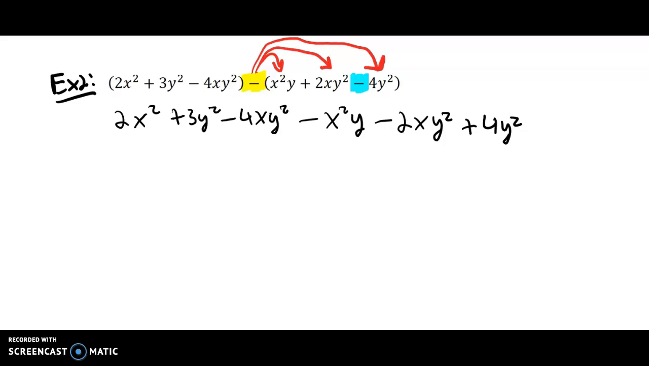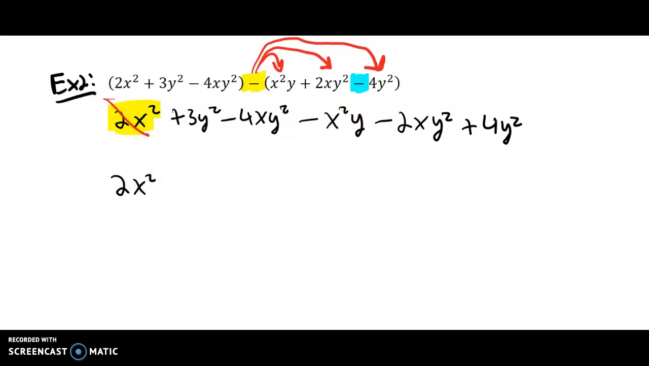Okay, 2x squared. Do I see another x squared by itself? I don't. 2x squared can only combine with another x squared. It cannot combine with x squared y. That's a whole different term. So it has nothing to combine with. Great. I'm just going to write it. It's going to stay the same. When we're done with it, we cross it out.